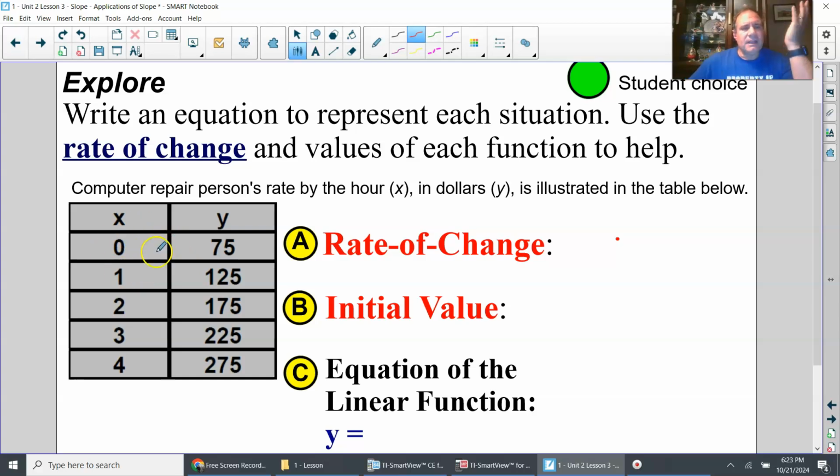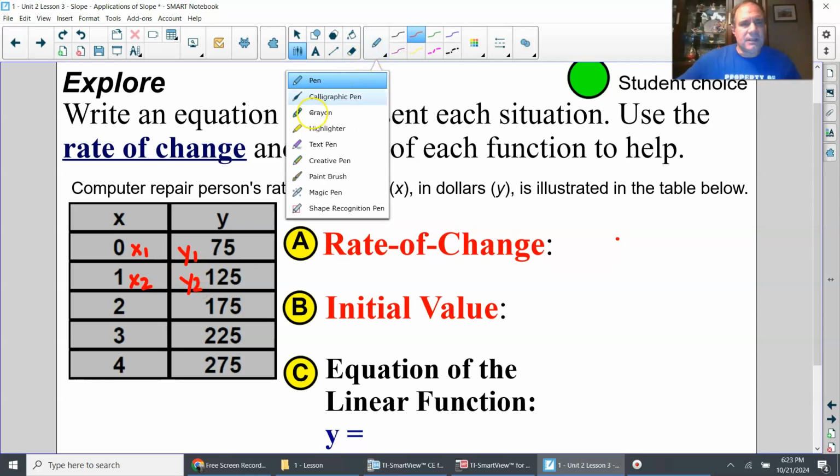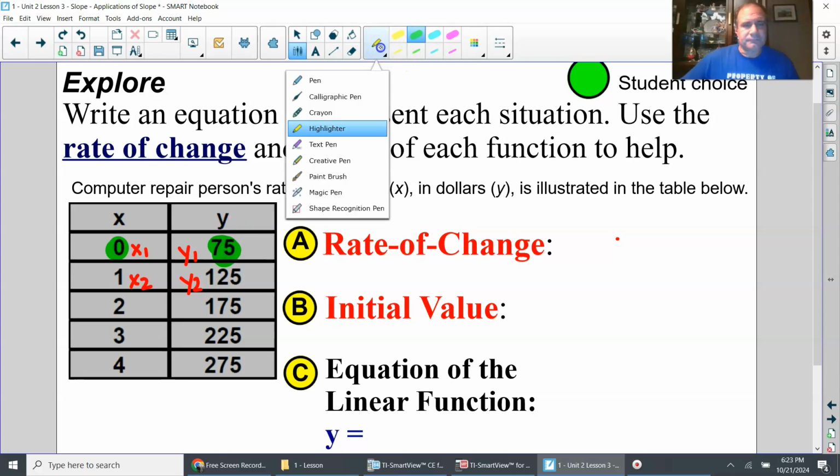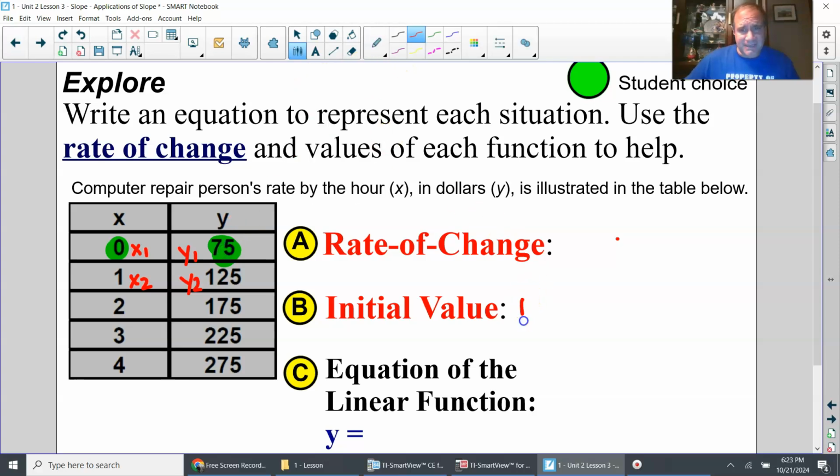So I'm looking at this right here, and computer repair person's rate per hour in dollars, 0.75. I'm going to list this as X1 and Y1 because the one thing that I do need is the slope, X2 and Y2. But the rate of change is different than the initial value. The initial value, remember when the X is 0, the other number is the B, and the y-intercept is 75. That is the initial value.